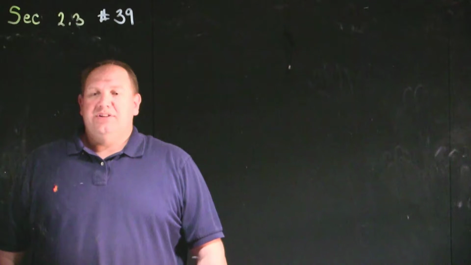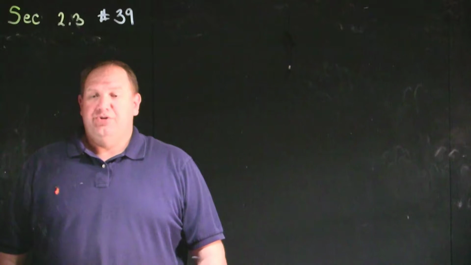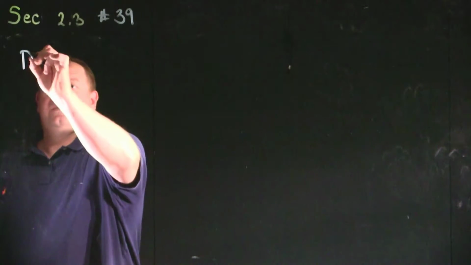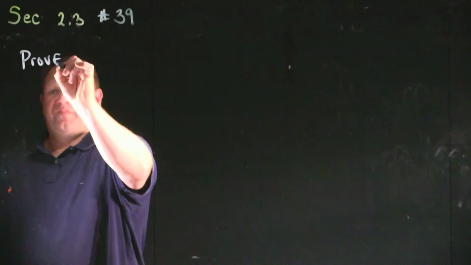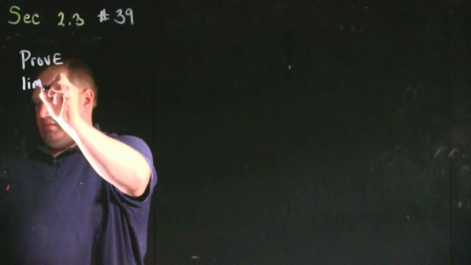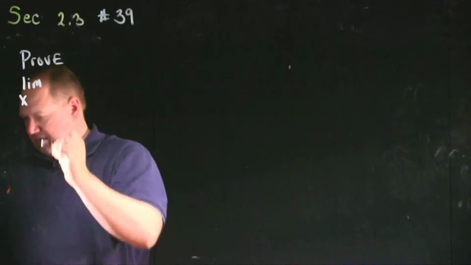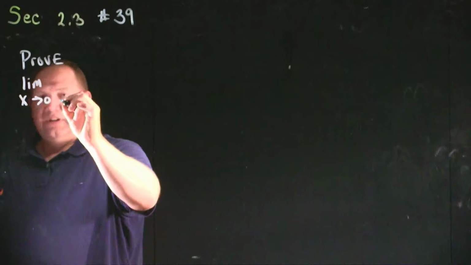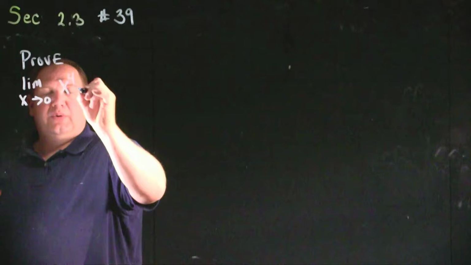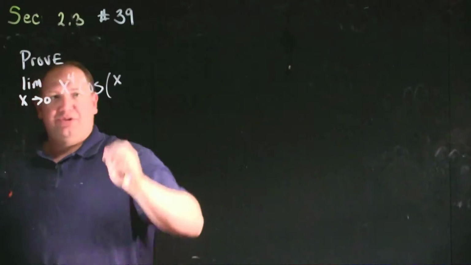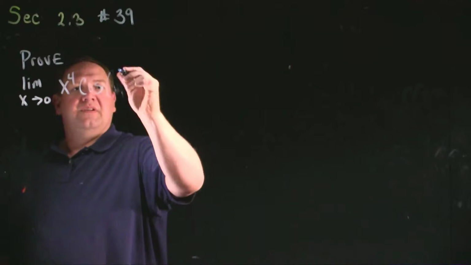Hello, this is question number 39 from section 2.3. The directions say to prove that the limit as x approaches 0 of x to the fourth times the cosine of 2 over x is equal to 0.